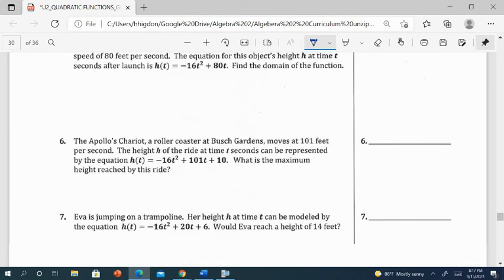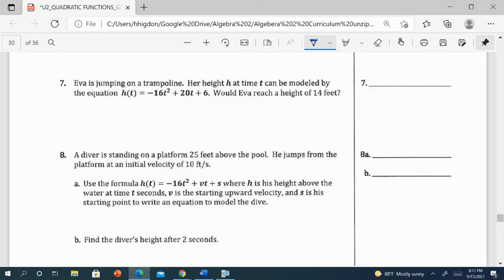All right, there's 2 more that I want to look at. Number 7, Eva is jumping on a trampoline. Her height h at time t can be modeled by the equation h of t is equal to negative 16t squared plus 20t plus 6. Would Eva reach a height of 14 feet? Y'all, this is asking about the maximum. So what we need to do is put this into y equal and calculate that maximum and see if she's going to reach 14 feet.